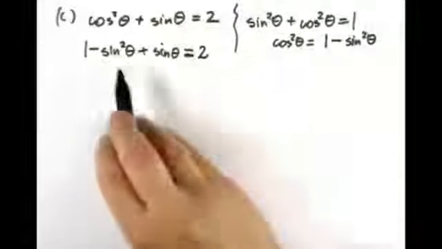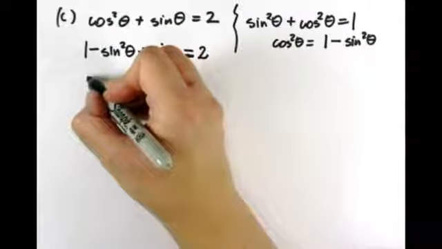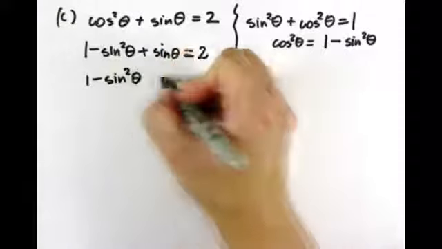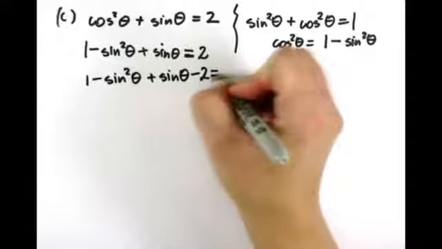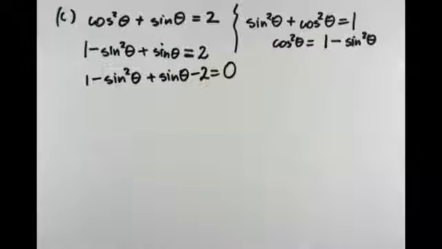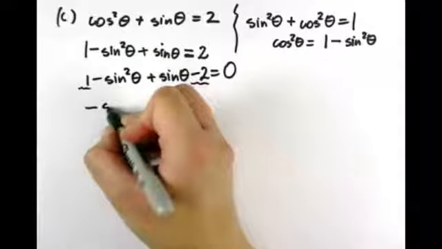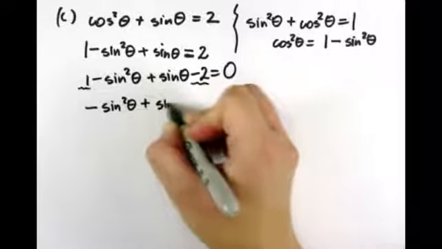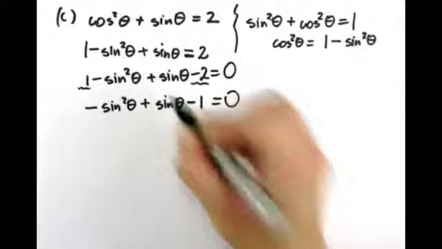Okay, quadratic function, I'm going to bring everything over. So I have 1 minus sine squared theta plus sine theta minus 2 is equal to 0. Collect like terms, collect numbers. So 1 minus 2 is minus 1. So we have minus sine squared theta plus sine theta minus 1 is equal to 0.